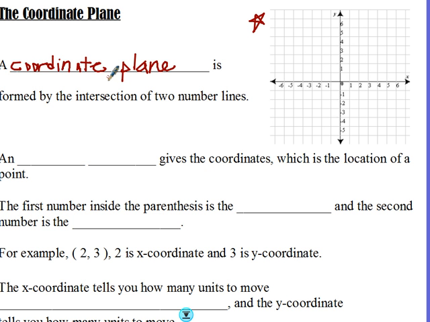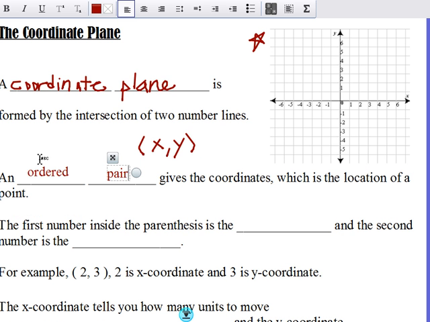So, to write this down, you may need to pause the video. A coordinate plane is formed by the intersection of two number lines. The horizontal number line is the x-axis, and the vertical number line is the y-axis. Now, an ordered pair, which looks something like (x, y) with parentheses, is what gives the coordinates, and that is the location of the point. An ordered pair tells you where the point is.